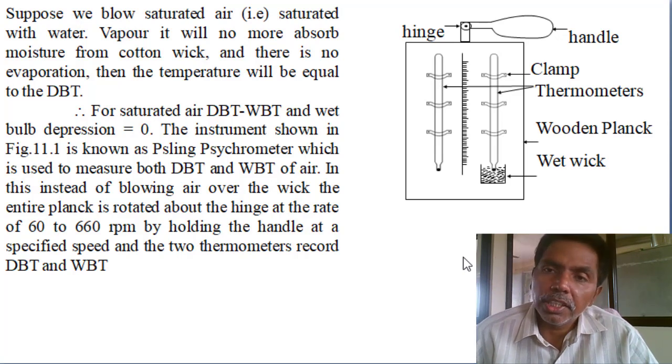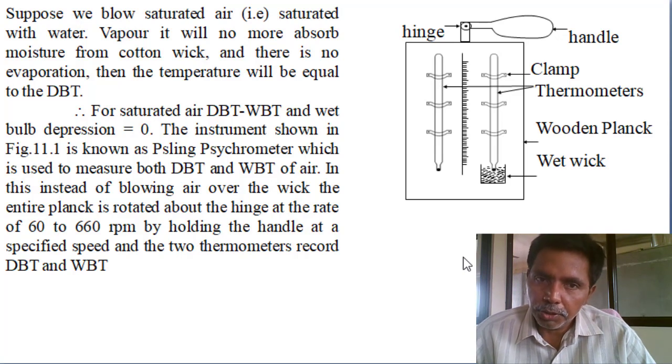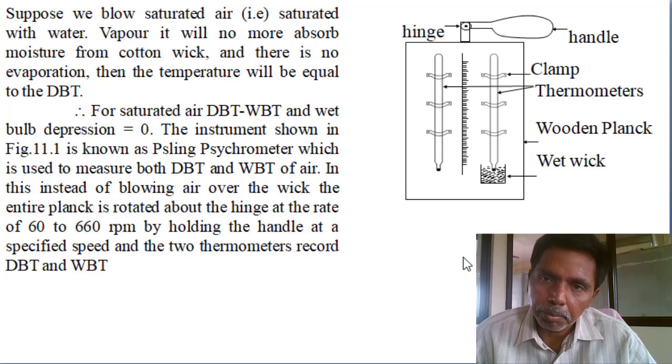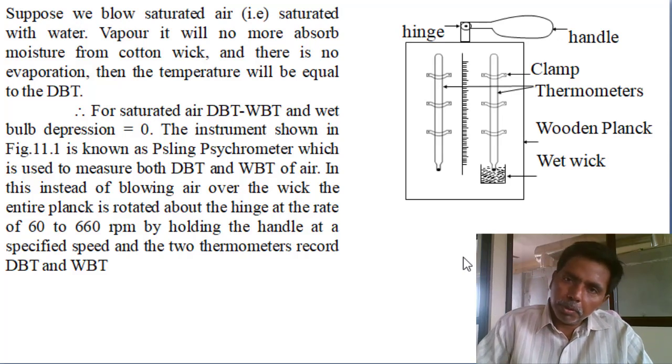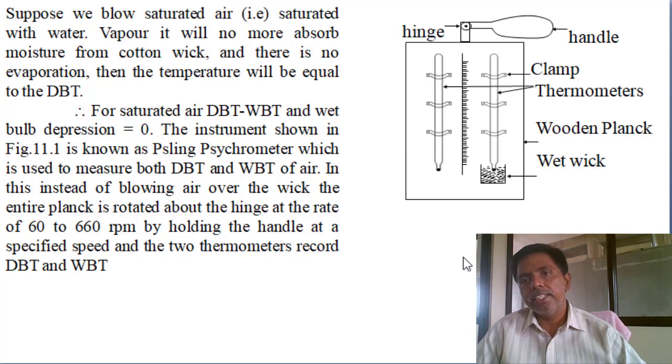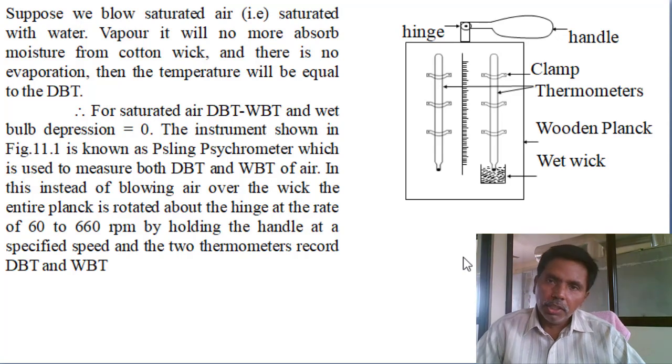Suppose I want to design a cooling tower, the size of the cooling tower. The difference between the dry bulb and wet bulb temperatures is called the wet bulb depression. If the wet bulb depression is large, the size of the cooling tower drastically reduces. We can reduce the size of the cooling tower. If the depression is very small, the size of the cooling tower increases. Suppose this depression is 0, then there is no use for a cooling tower.